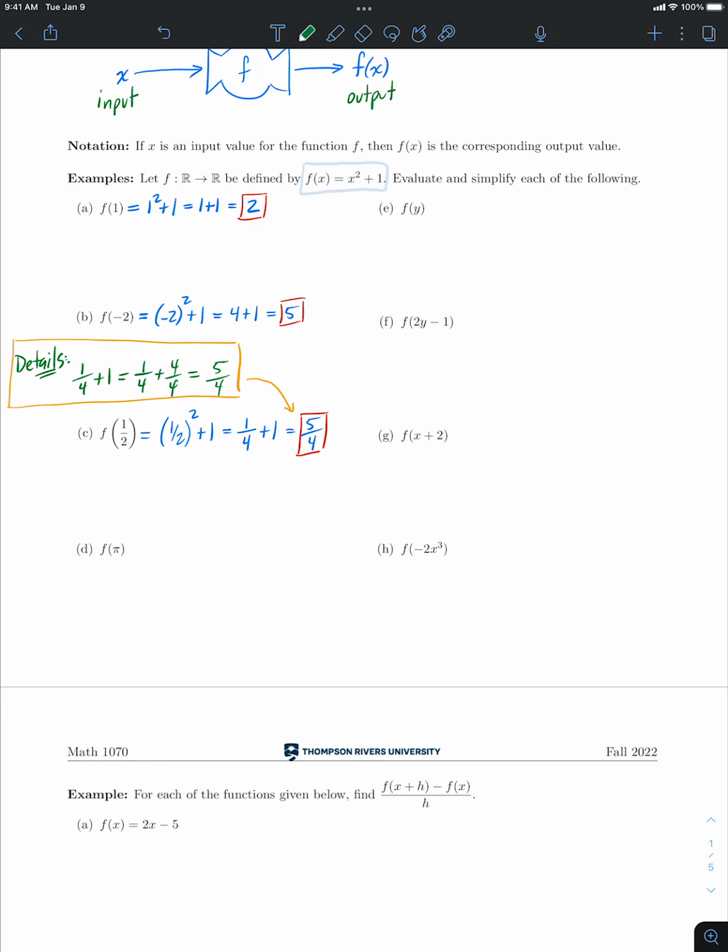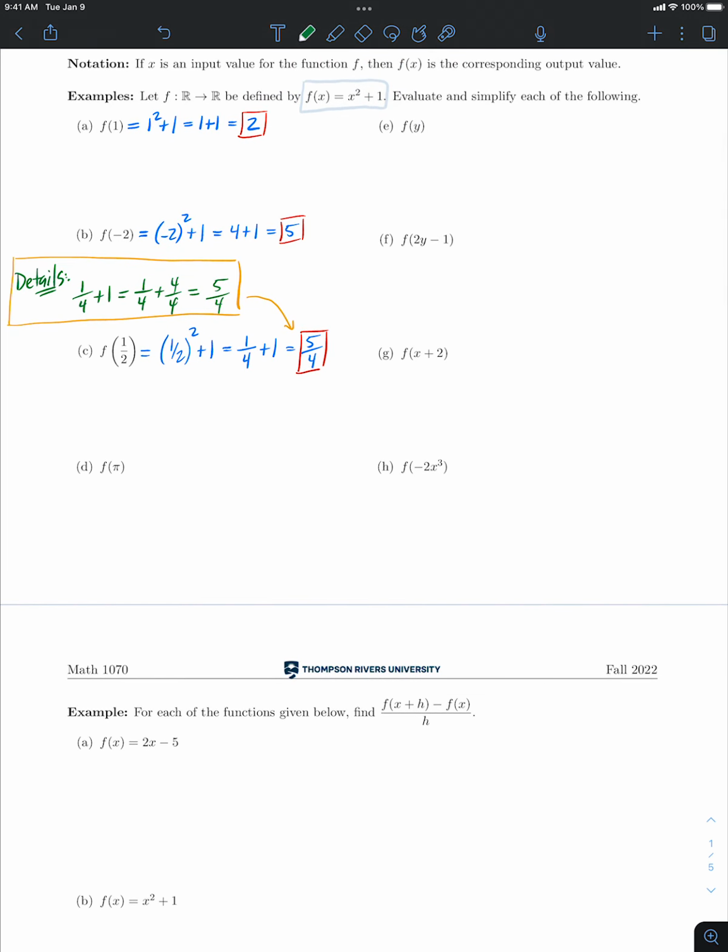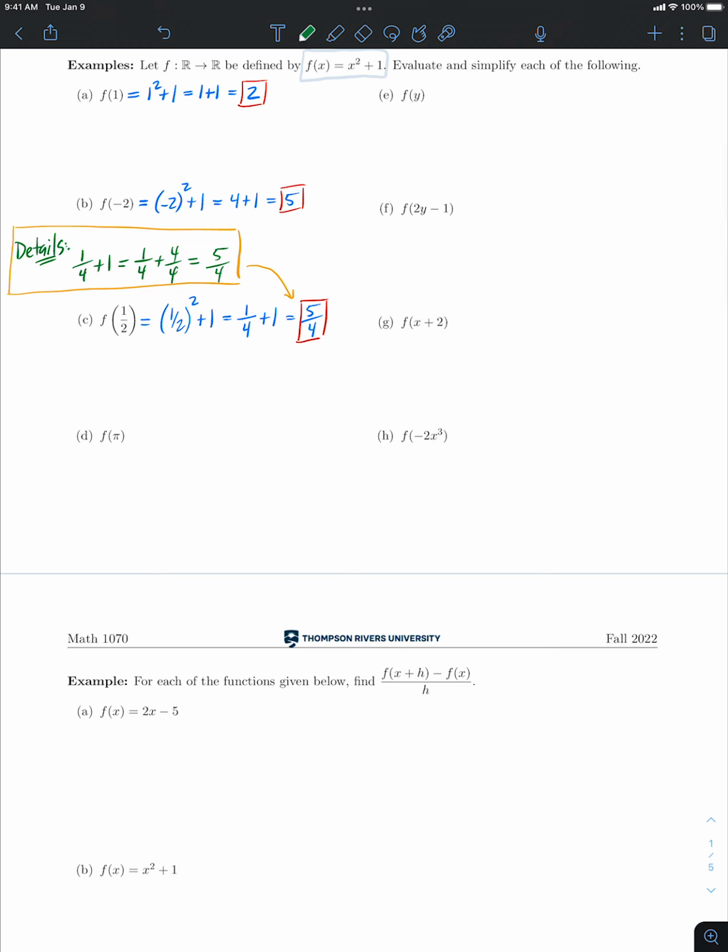Now here's an example of an irrational input value, right? Pi is an irrational number. So how do we plug in pi? Well, same as any other number, right? f of pi, well, what does f do? It takes the input value, which in this case is pi, it squares it, and then it adds 1.